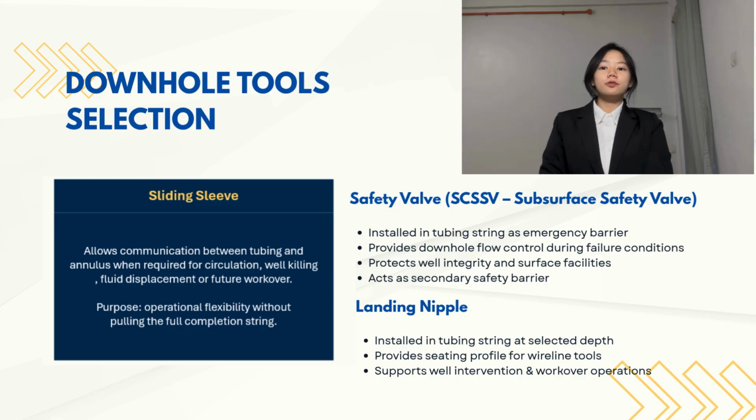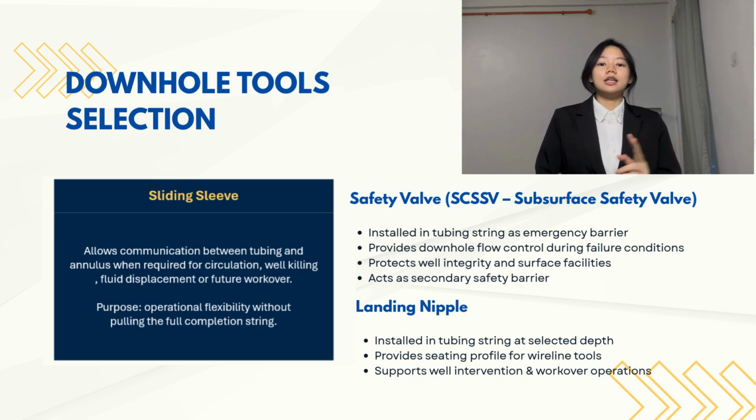Then I will explain the downhole tools selected for this well. The first tool is the safety valve, or SSSV. It is installed inside the tubing string as an emergency barrier. For a water injection well, the safety valve can help prevent uncontrolled flow or backflow from the reservoir to the surface if surface equipment fails. Since the well contains carbon dioxide and H2S, the safety valve should also have suitable corrosion resistance and pressure rating.